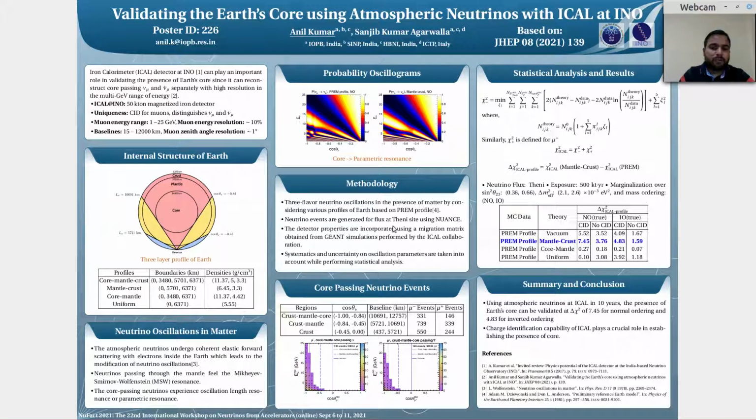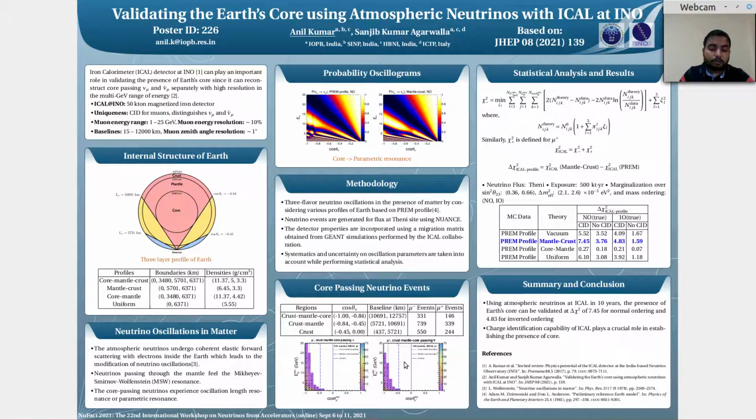So now, to look at this effect at the detector level, we generate events at the ICAL using the neutrino flux at the INO site with the NUANCE neutrino event generator, and we use the migration matrices obtained from Geant4 simulations and apply those detector properties on our events. After generating the reconstructed muon events, we observe that about 331 mu minus and 146 mu plus events will be observed for core passing neutrinos and antineutrinos respectively.